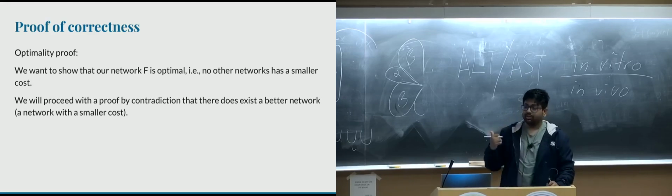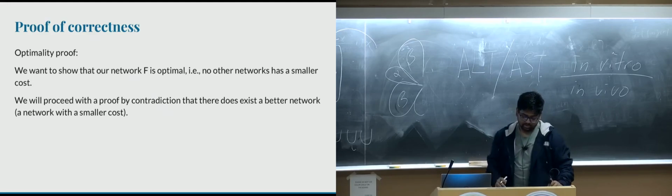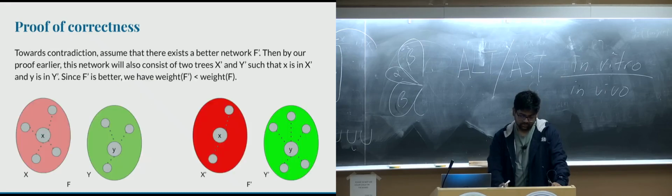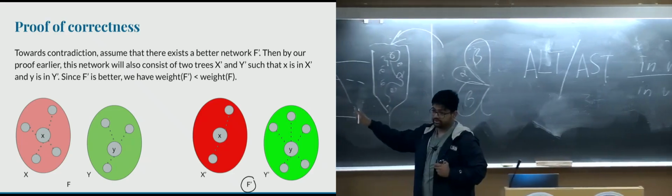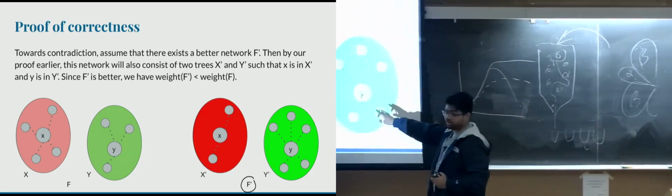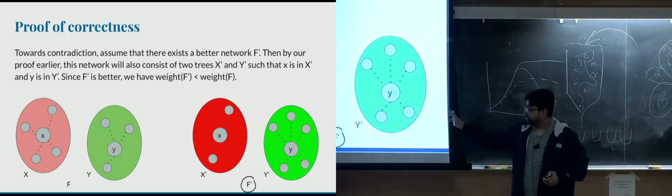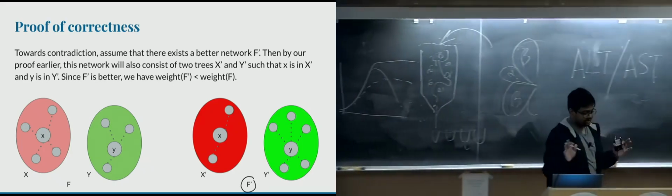So here also we will take help from contradiction. We will try to prove it by contradiction, and we'll say there exists a better network, right? Let's say this F prime is the better network that we have, but this F will still follow the property that there will be two different trees. Every solution will have to follow this property that we get two trees. In one tree we'll have x, in another tree we will have y, right? So these things will look something like this.